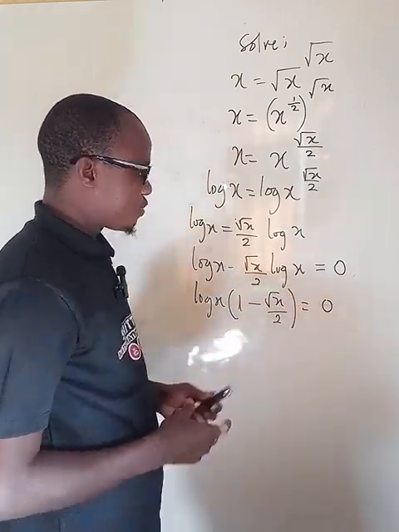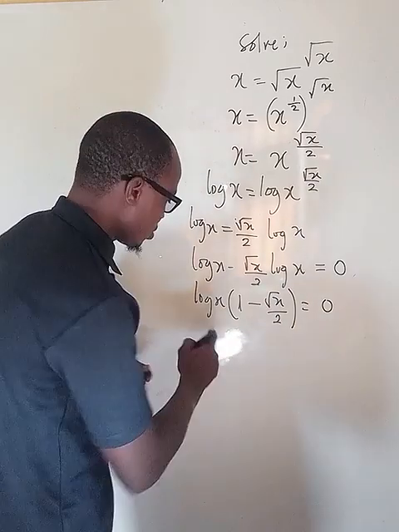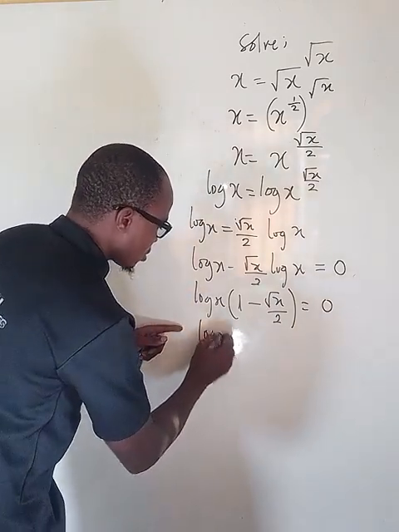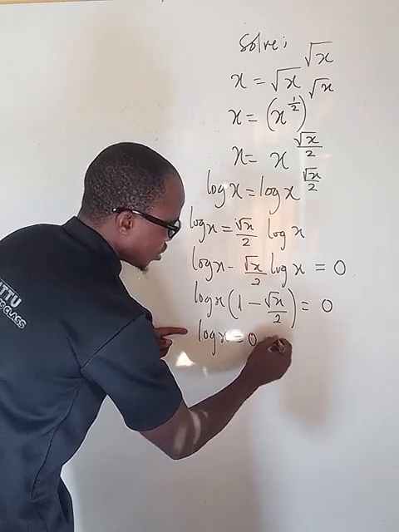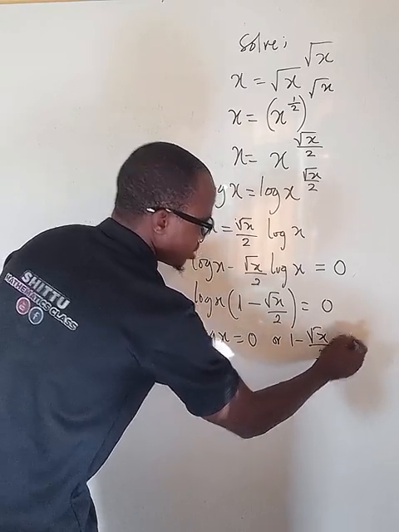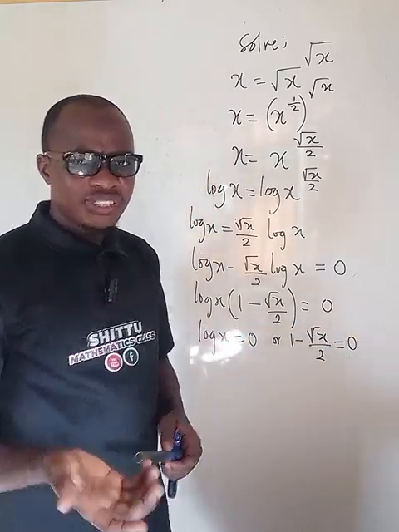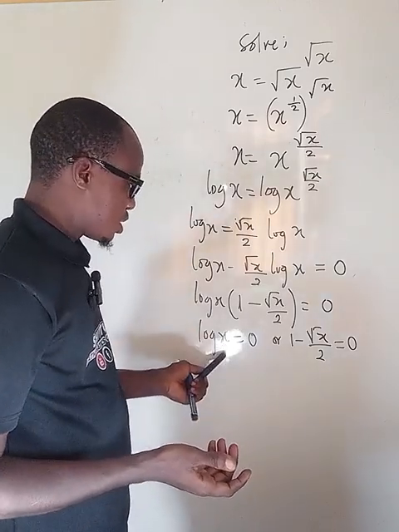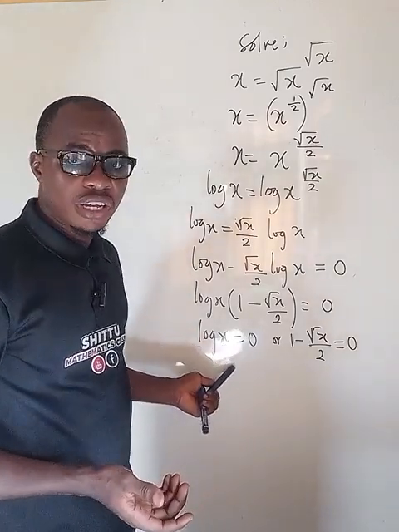Equal 0. Now from here we have a 0 form equation, so you can equate log x to be equal to 0, or we have (1 minus root x) all over 2 equal to 0. Are you following? Now the next thing we're going to do is to try to solve this so we can get the value of x here.